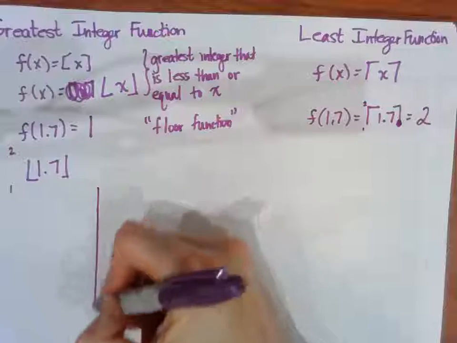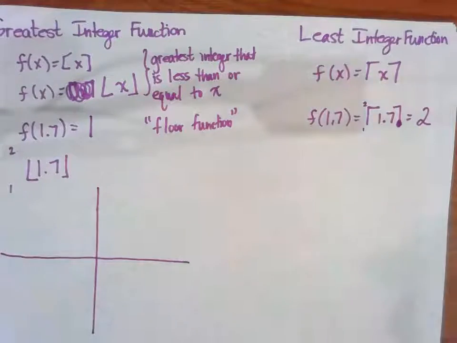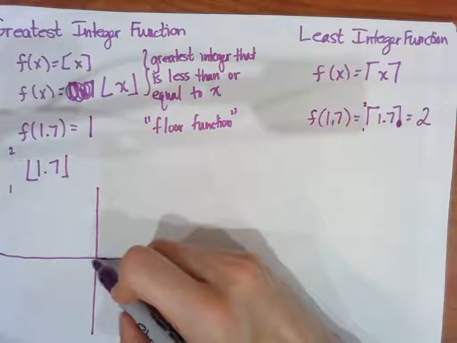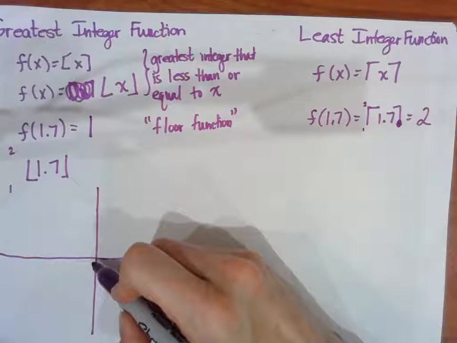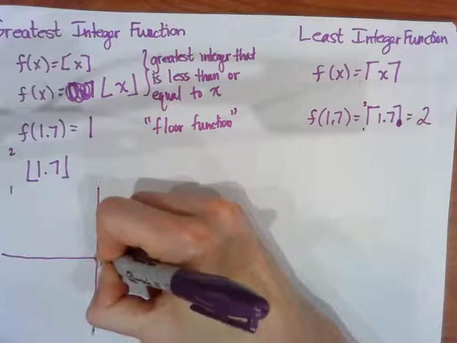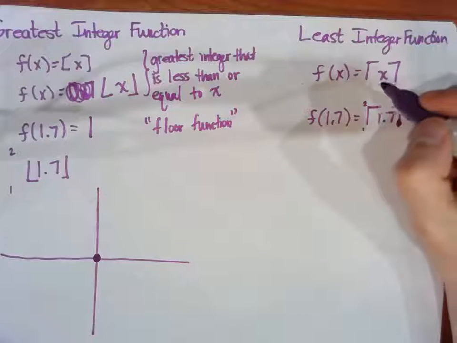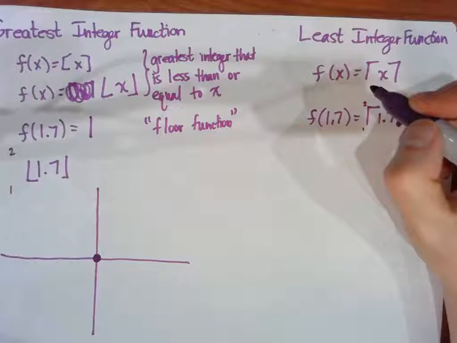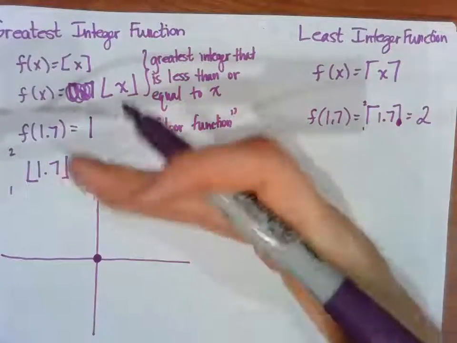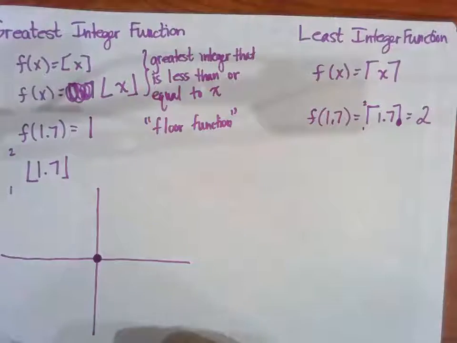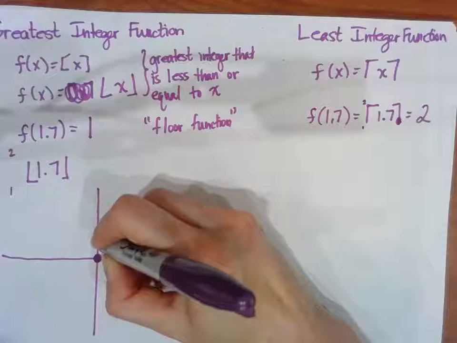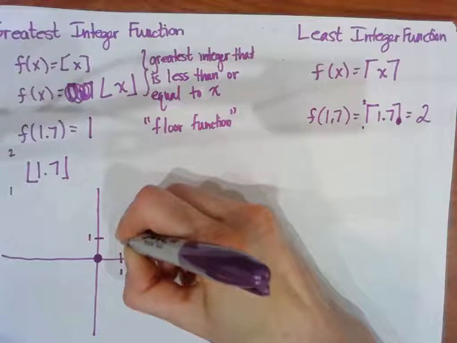Then if we were to look at the graph of this, let's start at 0. The floor of 0 is just 0. If we had 0.1, that would also go to 0. And 0.2 and 0.3, all of those go down to the floor of 0. But when we get to 1, it's going to hop up here. The floor of 1 is 1.